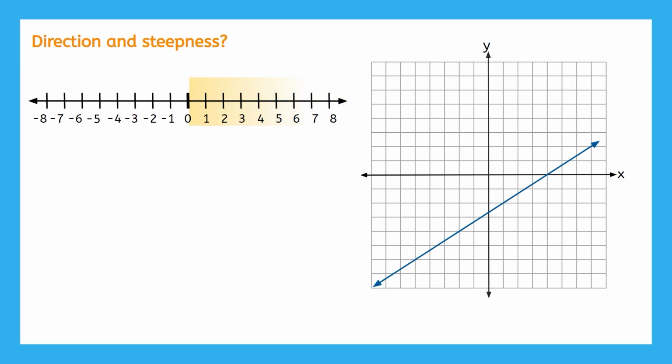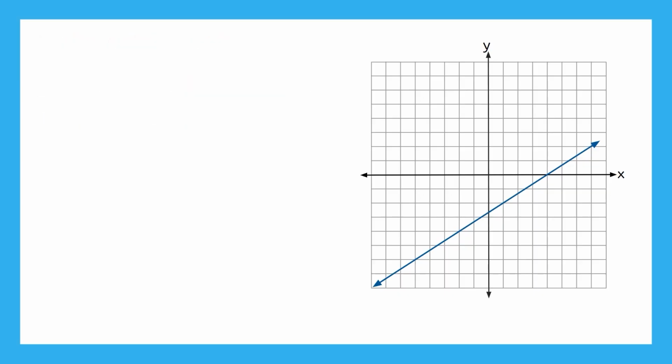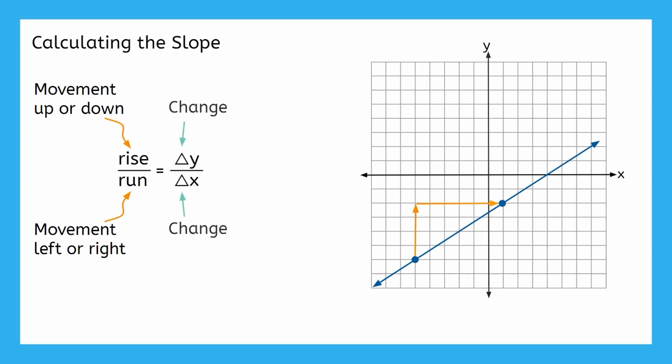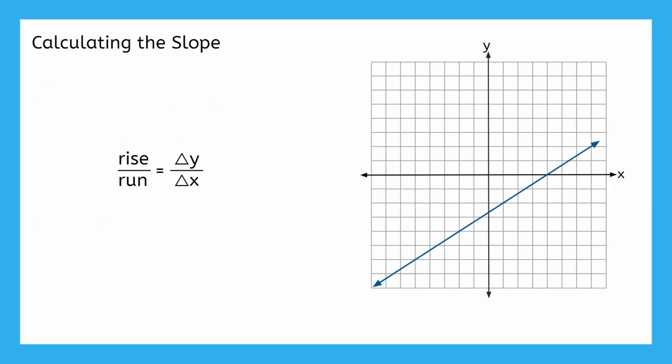Now that we have an idea of what kind of number our slope should be, let me show you how to calculate it. To calculate the slope, we need to find the rise of the graph and put it over the run of the graph. The rise is how much the line moves up or down from one point to another, and the run is how much the line moves left or right. This is also known as the change in y over the change in x. Notice this triangle symbol is a shortcut way to write change. I'm going to show you what all this means using this line to the right.